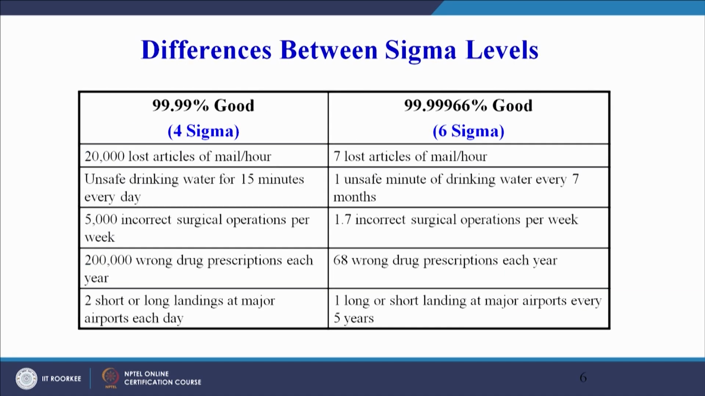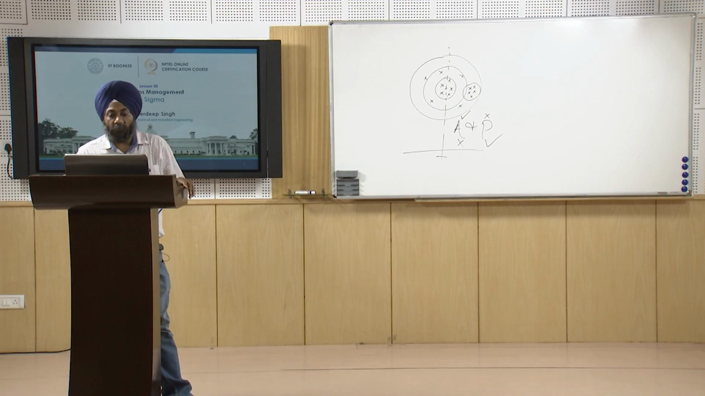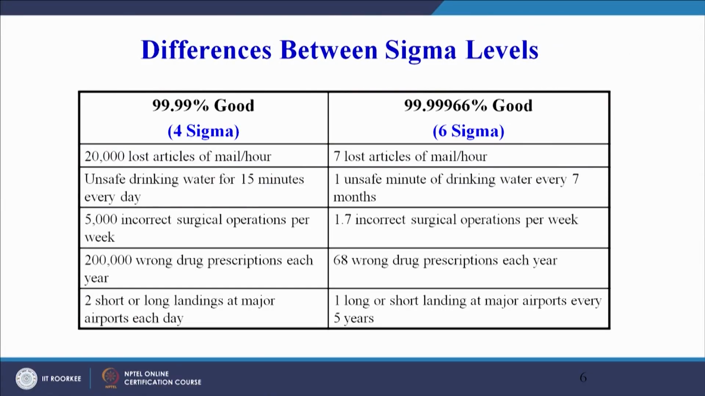Now the difference between sigma levels: in 4 Sigma 99.99% is good, and in 6 Sigma 99.99966% is good. So we can see that different examples are taken just to explain the concept of 6 Sigma. 20,000 lost articles of mail per hour, whereas if we follow 6 Sigma limits, 7 lost articles of mail per hour. We can call it a sea change if we are able to achieve our target of 6 Sigma. Then unsafe drinking water for 15 minutes every day if we follow 4 Sigma limits, but if we follow 6 Sigma, 1 unsafe minute of drinking water every 7 months. You can see the change in quality by following a very strict regime of 6 Sigma.